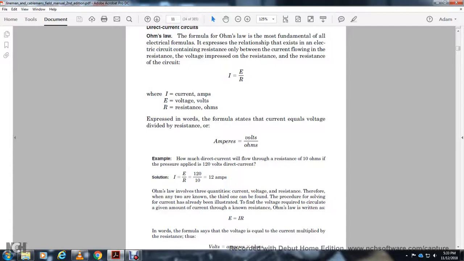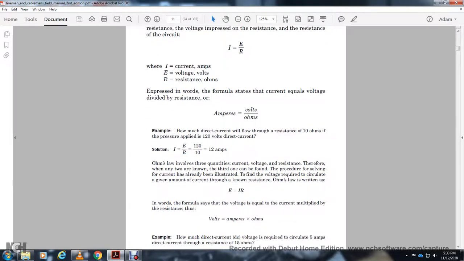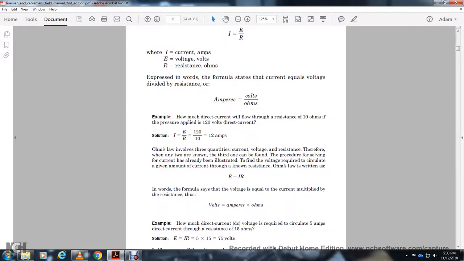The procedure for solving for the voltage required to circulate a given amount of current through a known resistance is as follows. Ohm's law is written as volts equal amps times ohms. In words, the voltage is equal to the current multiplied by the resistance. How much DC voltage is required for 5 amps of direct current through a resistance of 15 ohms? You have 75 volts.